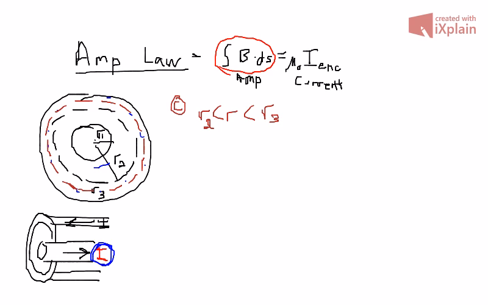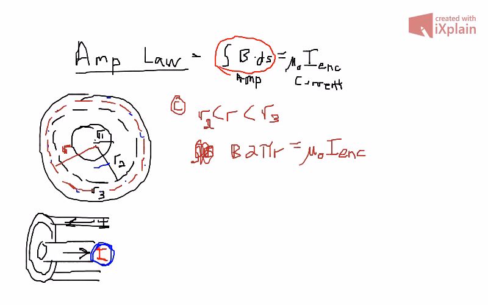So I want to know what's going on inside of the outer shell of that coaxial cable. Once again, the left-hand side is my Amperian surface. That's going to be B, just B times 2 pi R. The hard part is now going to be figuring out what's mu naught times I enclosed.